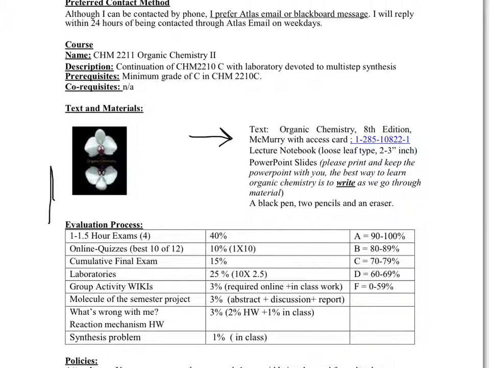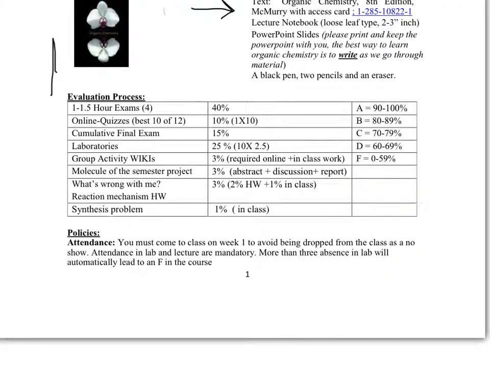So let's talk about the evaluation process. You will have a total of four 1 to 1.5 hour exams. Now, exam 2, for instance, could be an hour and 45 minutes, but somewhere between 1 to 2 hours is ballpark the limit. We will have 4 of these exams, and the weighted average coming from these exams is 40%. All of these exams are going to be given in the testing center.